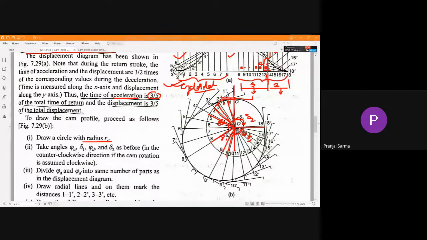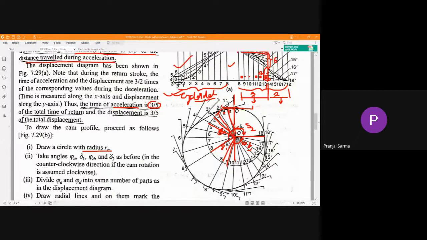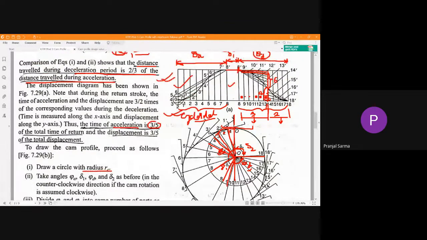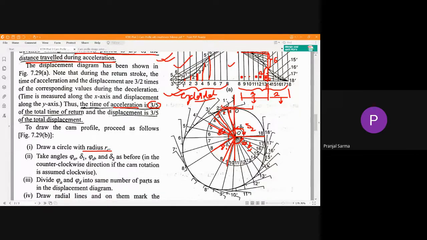Is that okay? Yes. Okay, so after that we once again go back to the displacement diagram, and the displacement in the ascent stroke as well as in the descent stroke will be measured: 1 dash 2 dash, 2 dash 3 dash, 3 dash 4 dash. These distances will be measured with a scale, and that much we have to extend from the corresponding division. Suppose from 1 along this line itself, that much amount we extend up to 1 dash. Similarly from 2 up to 2 dash. Similar is the case up to the 8th division, where the ascent stroke is done.